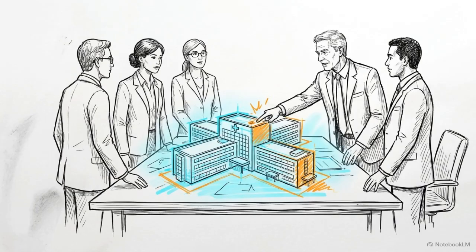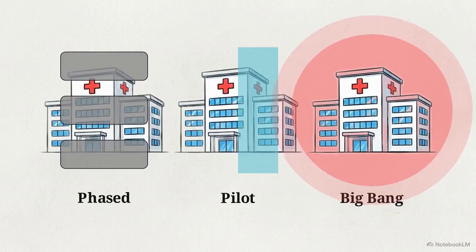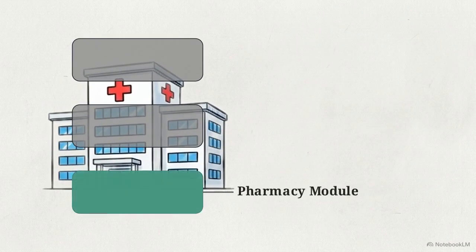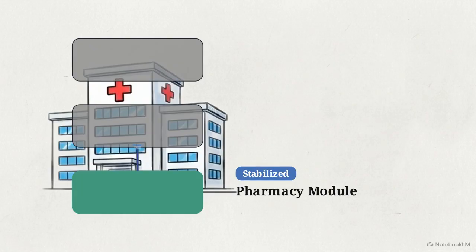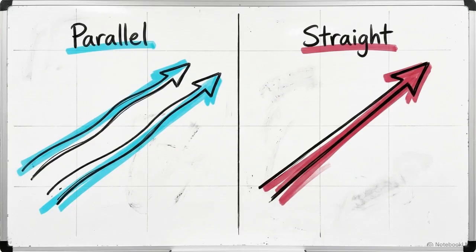Once infrastructure, data mapping, and testing are complete, leadership must select a go-live execution model. The rollout models are phased, modules added gradually; pilot, a single unit adopts first; and Big Bang, the high-risk system-wide cutover. A phased approach allows a hospital to stabilize a single function, like pharmacy ordering, before rolling out complex inpatient records. Leadership must also choose a turnover strategy, parallel processing or straight turnover.